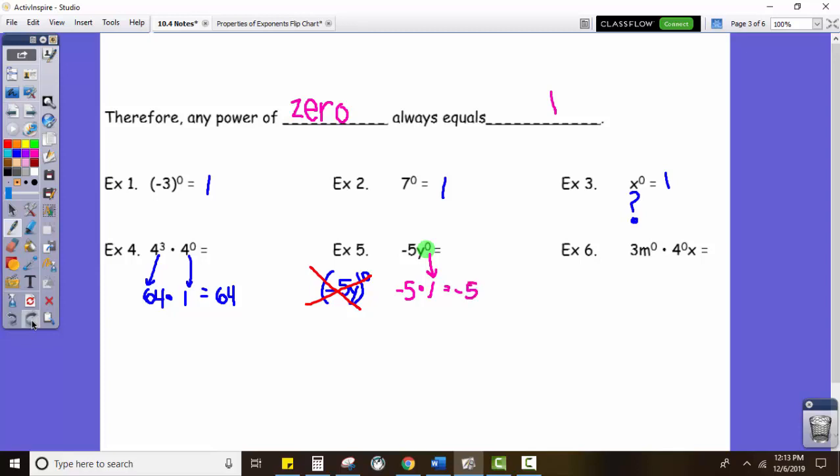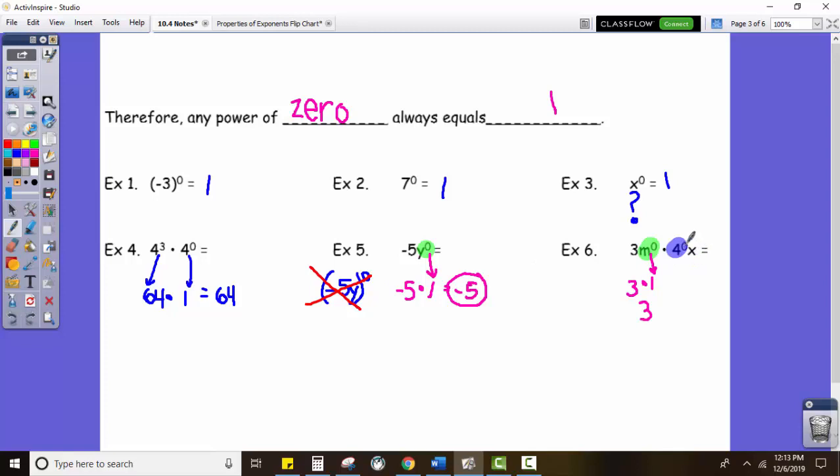And example 6, probably the most complicated one. I have 3m to the 0 power times 4 to the 0 power x. Okay, so notice m to the 0 power is the only factor that is to the power of 0. So m to the power of 0 is just 1, and I'm going to bring down the 3 out front. 3 times 1 is 3.